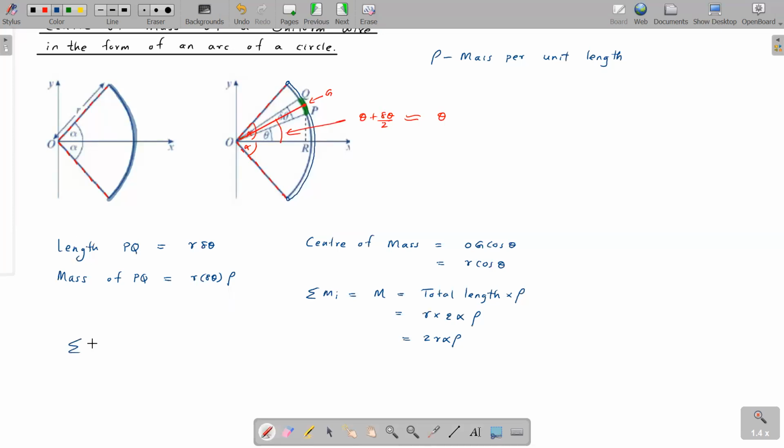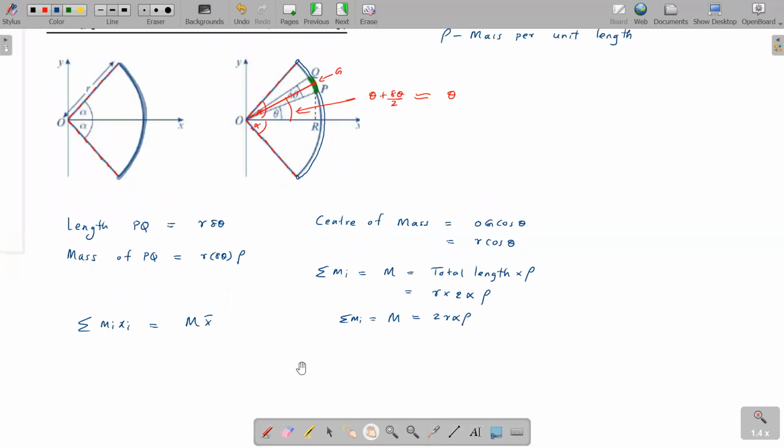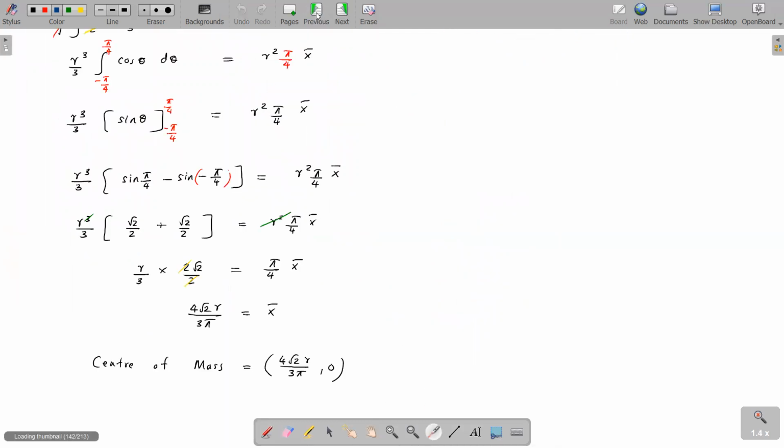So just apply the equation sigma mi xi equals total mass into x bar. Total mass, I just put capital M for total mass. That's the sigma mi, right guys? Sigma mi is the capital M here. Okay. So that reduces one integration aspect. You could have done this exact same thing for the previous part as well.